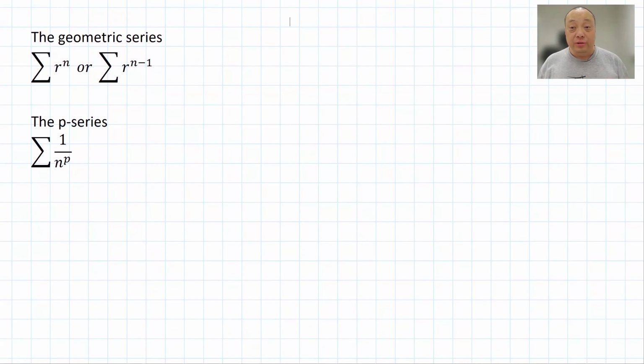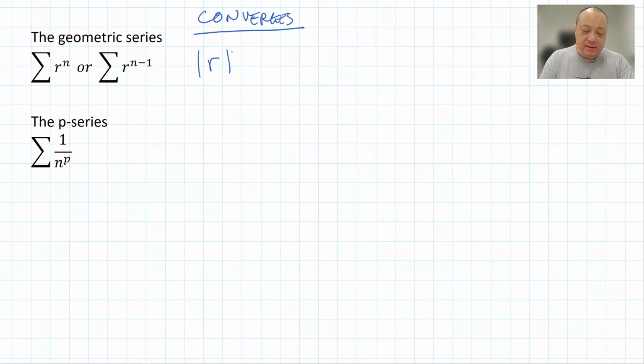Two very common series that we use all the time in comparison tests are the geometric series and the p-series. The geometric series comes in the form of some constant r to the power n, or sometimes it's written as n minus 1, depending on the book. The geometric series converges if the base is less than 1, and it diverges if the base is greater than or equal to 1.